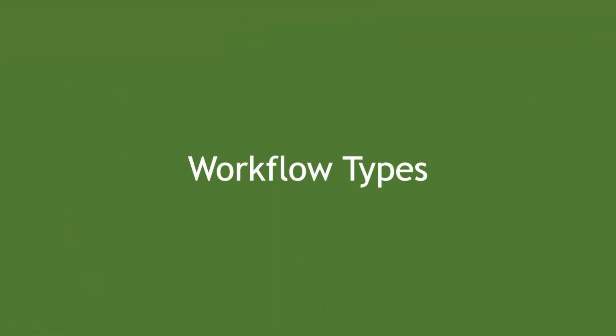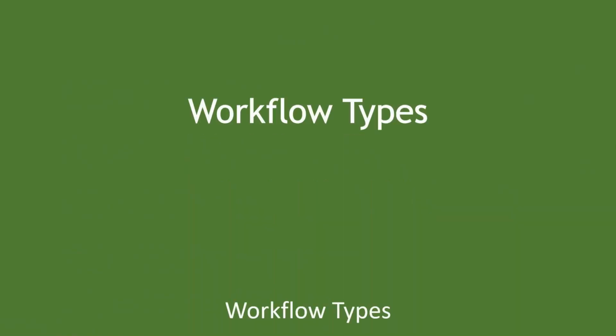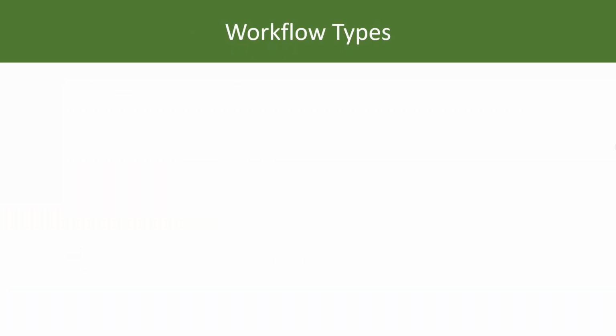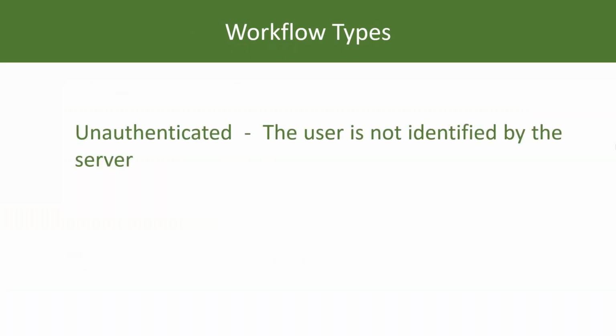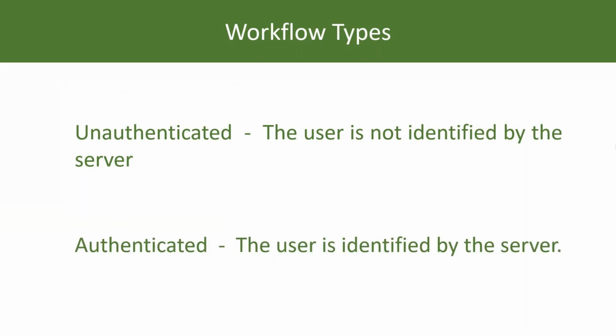So we have so far looked at what a workflow is. Now let's learn about the different types of workflow. Generally, workflow types can be categorized into two types. One is unauthenticated, which means the user is not identified by the server. The other is authenticated, which means the user is identified by the server.